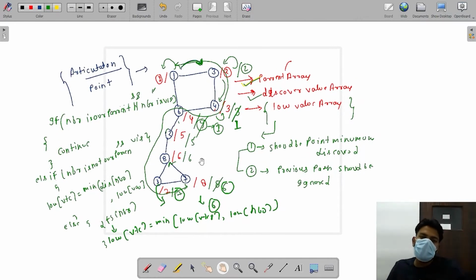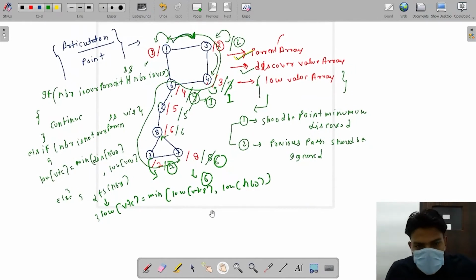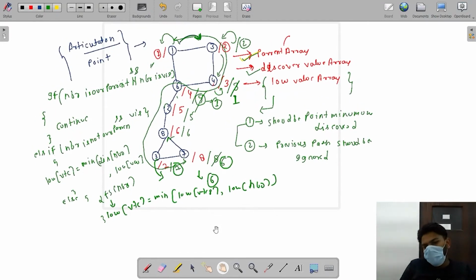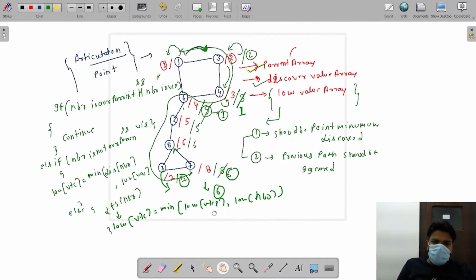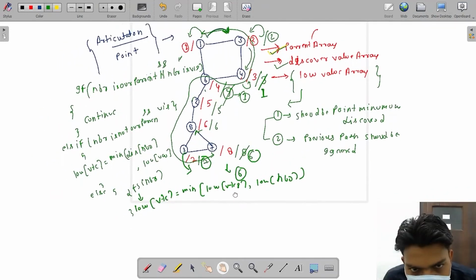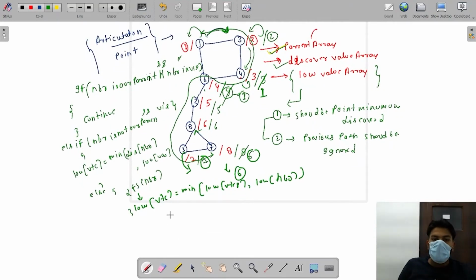So this is our condition for how to find the parent array, discover array, and low array. So the last condition is what? How we can find the articulation point. For finding an articulation point, what we have to do is find the parent array, discover array, and low value array.